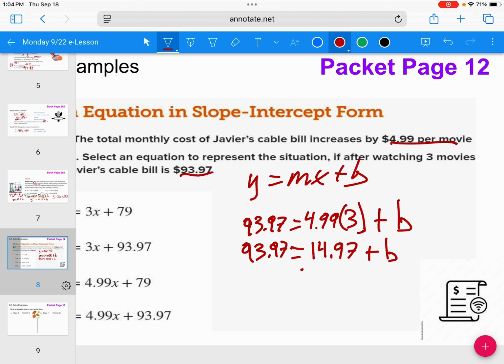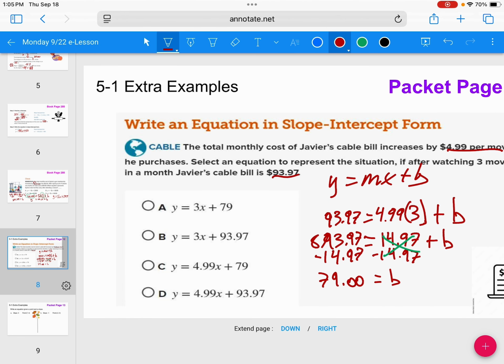And now we just subtract $14.97 from both sides. If my pen works, there we go. So we end up with $0.00 and $79. And these cancel because they are the same number but opposite. So $79 is our starting point, so we should have that in our equation.